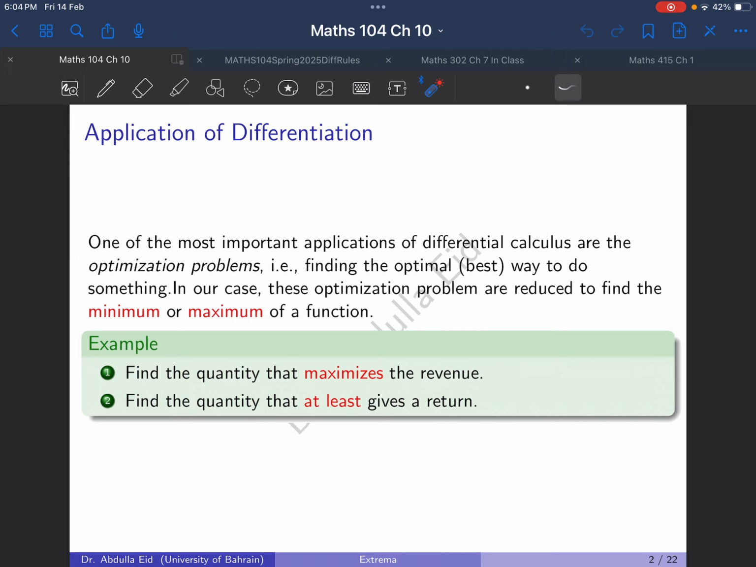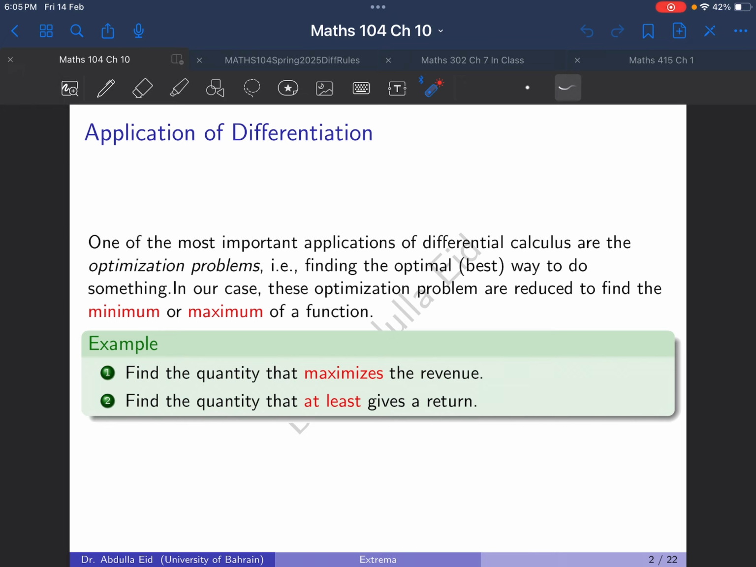Let's see one example from business applications. If we have the revenue, which is the money that we get back from the customer after we sell an item, we need to maximize it. We need to get the maximum revenue. So we ask ourselves how many products we need to sell to reach this maximum revenue.